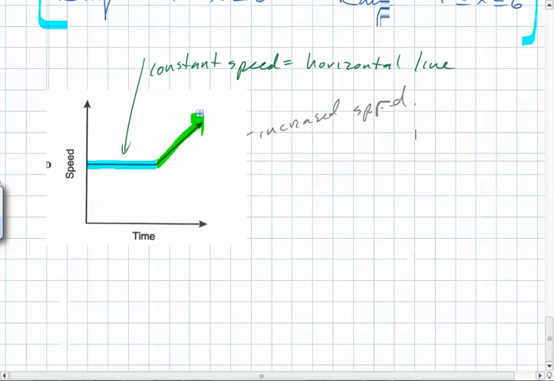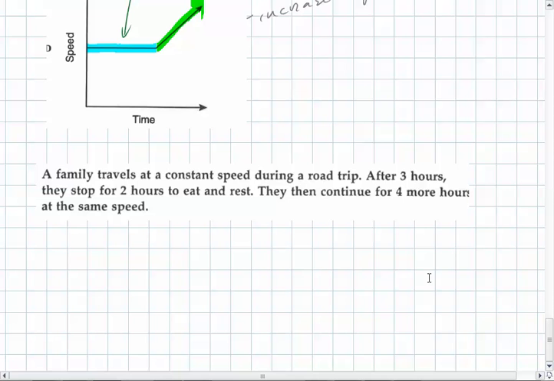So let's take a look at this. Let's look at the phrase first. A family travels at a constant speed during a road trip. So what does constant speed mean? Horizontal line, right? And then what happens? After 3 hours, they stop for 2 hours. They stop. So what's their speed? They stop for 2 hours, so their speed is 0.